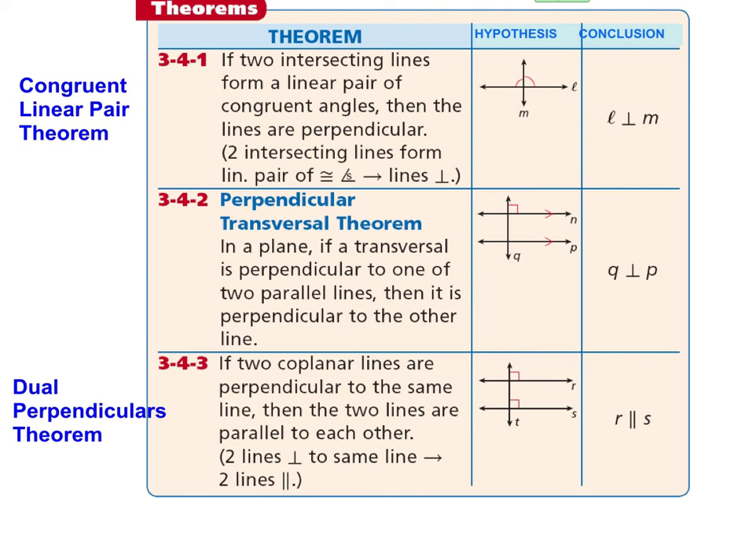So I think I'm going to write a few things. I have to have n parallel to p, and I have to have n perpendicular to q to use this theorem. And then according to the theorem, q is perpendicular to p. That's the hypothesis. The conclusion, I didn't draw in a picture. You don't want to put the conclusion on the hypothesis picture.